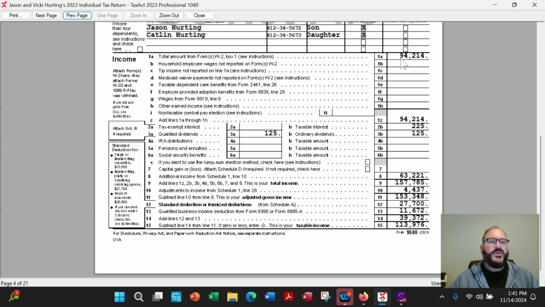Okay. So this 94,214, this was Vicky's income. There was their interest. There's their dividends. This additional income from Schedule 1, line 10, this is the money that came through Jason's business and through the $423. Okay, there's the total income. The adjustment from Schedule 1, this is the deductible part of those SE taxes. Now notice, if you take a look at all of their deductions, they didn't add up enough to itemize, so they wound up having the standard deduction.